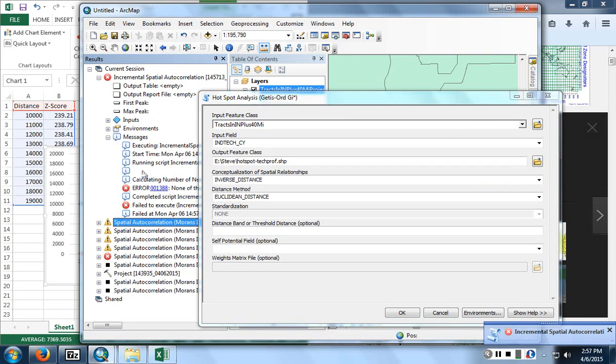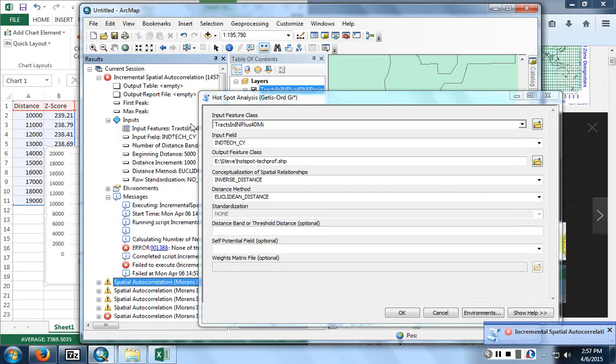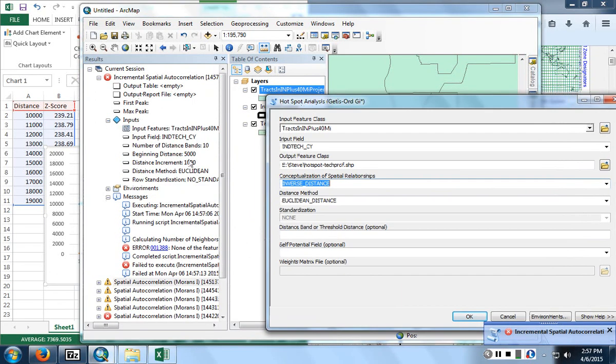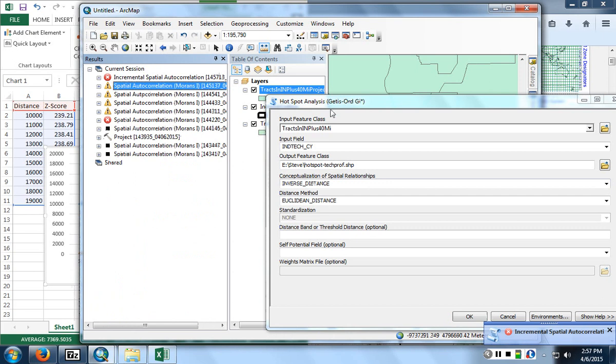In this case, it failed. I'm not going to take the time to figure out why. It says none of the features have neighbors at the following distances, which we know not to be true, so I don't know. Maybe my inputs are wrong. Anyway, there are tools to help you get this done more rationally.